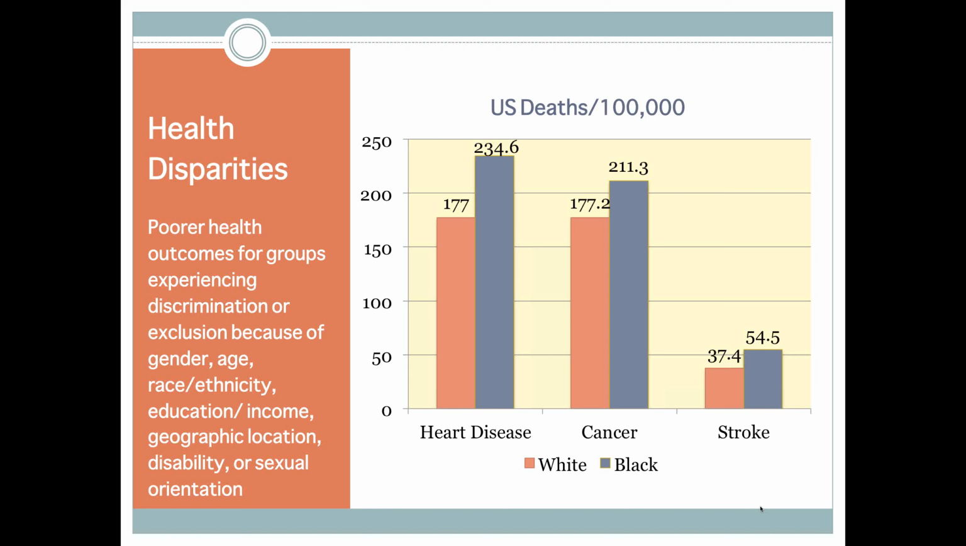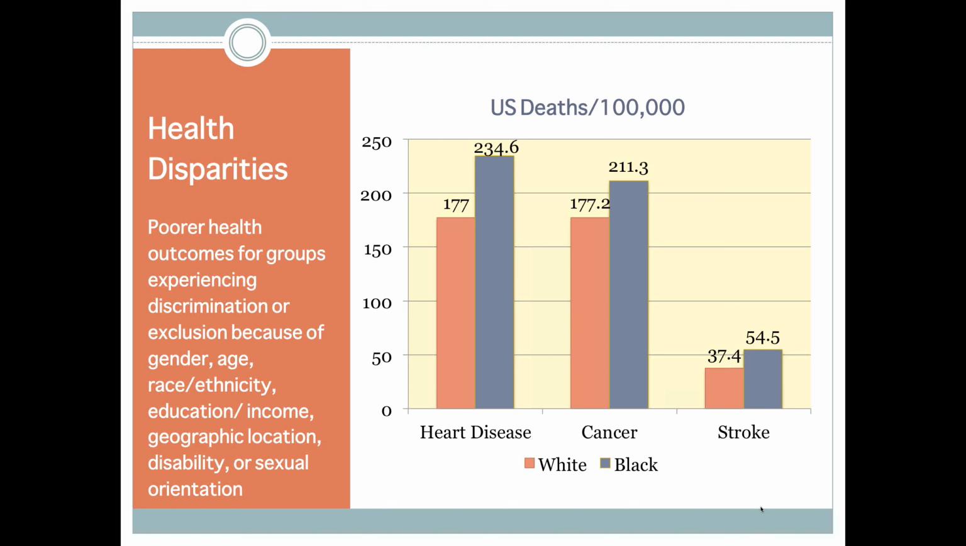For heart disease, we see a pattern of blacks having higher death rates for heart disease, for cancer, and for stroke. These health disparities relate to poorer health outcomes for groups that experience discrimination or exclusion. Again, this graph is just showing black versus white rates as an illustration, but health disparities exist because of gender, because of age, because of education and income, because of geographic location, disability status, or sexual orientation.